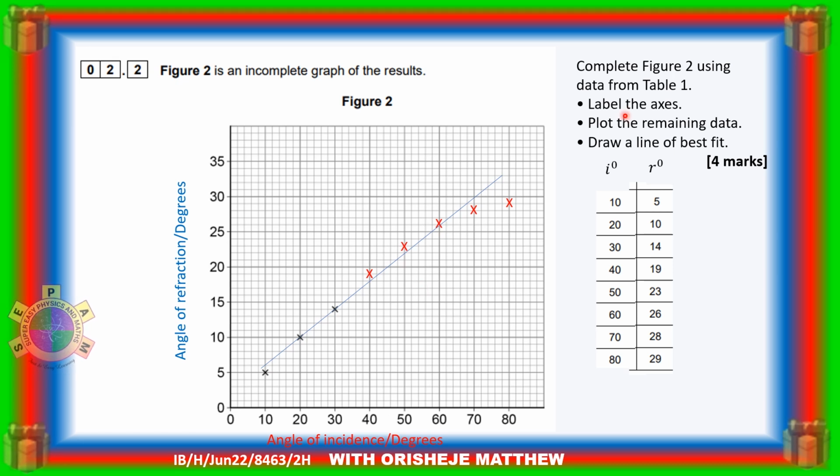So with this, I think we have finished all the points. We have the 3 points: the first is for proper labeling of the axis, the second is for the plotting, and the third is for the line of best fit. So let's go.